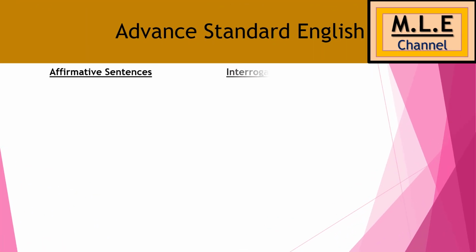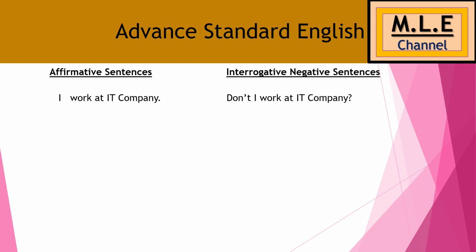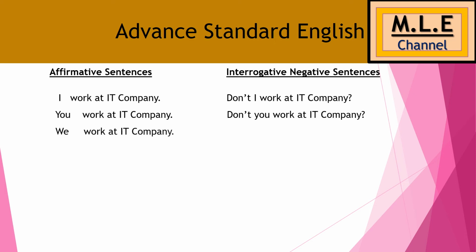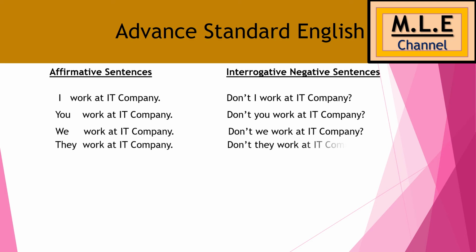Affirmative sentences, interrogative negative sentences. I work at IT company. Don't I work at IT company? You work at IT company. Don't you work at IT company? We work at IT company. Don't we work at IT company? They work at IT company. Don't they work at IT company?